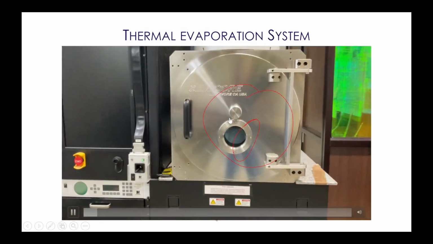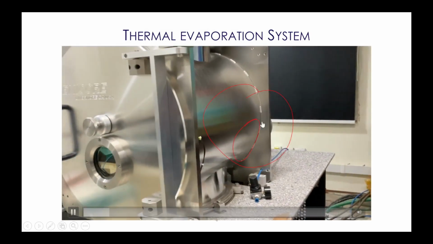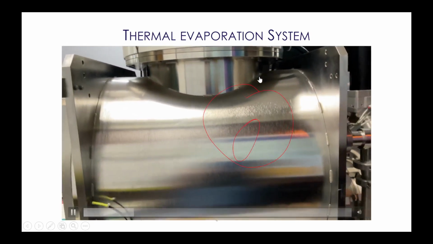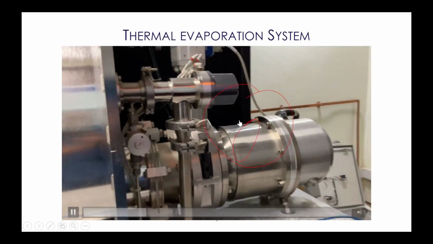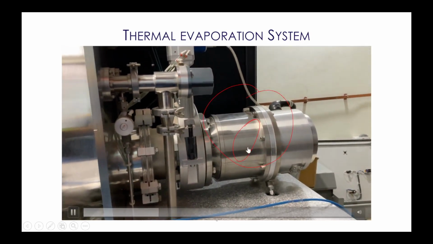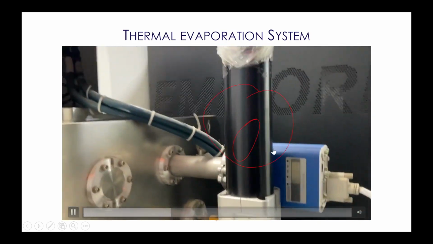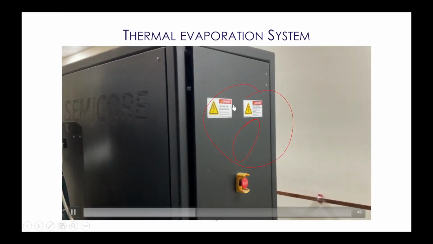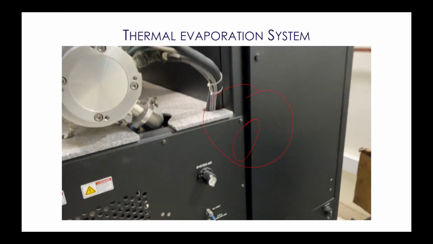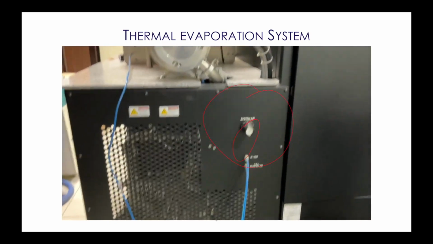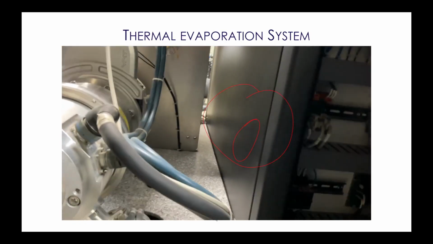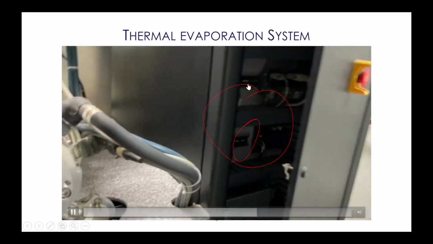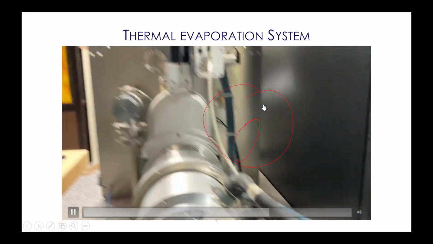So this is the chamber. This is the turbo pump for making the vacuum, at a pressure of 10 to the minus 6. This is the pistons. So this is the E-beam and thermal boat integrated here. These are all the electronic components for operating these things.